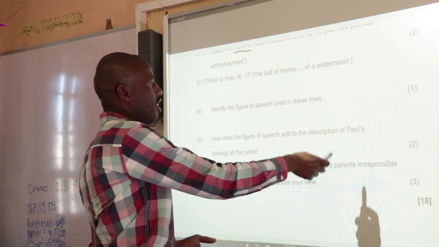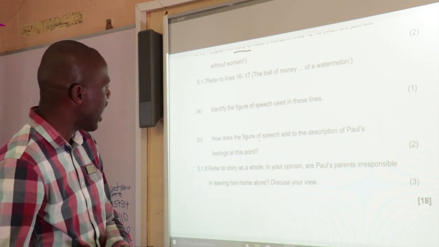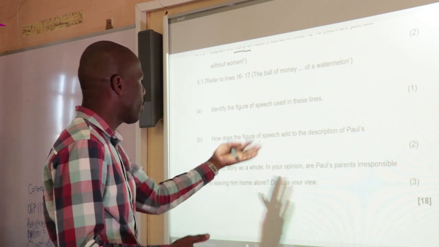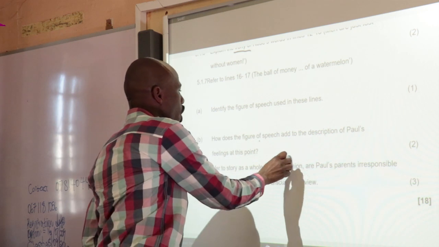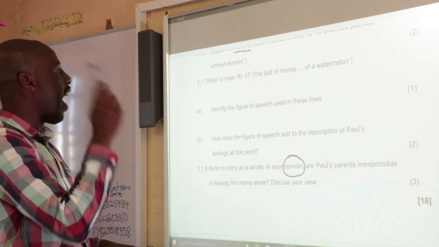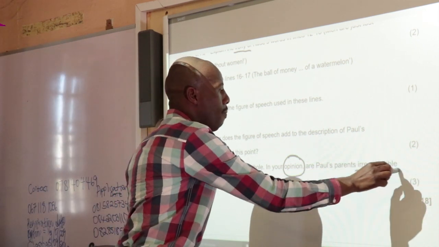What does this figure of speech suggest? It means Paul was tempted. Paul could not say a thing because of all this money, which was a large sum of money. Refer to the story as a whole. Now, in your opinion, this is the open-ended question: are Paul's parents irresponsible in leaving him home alone?